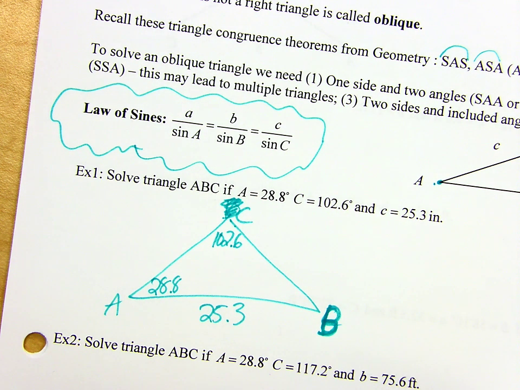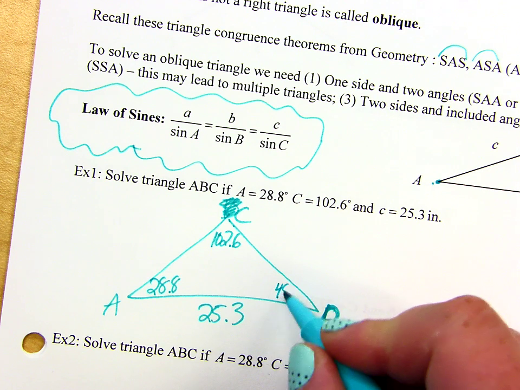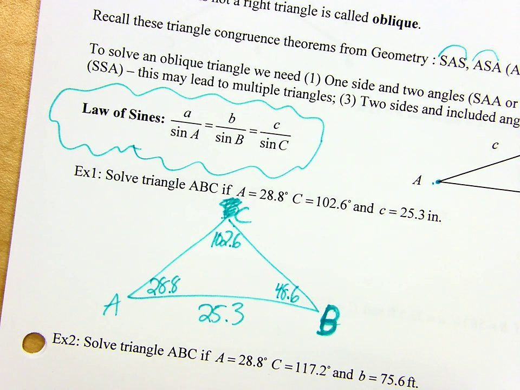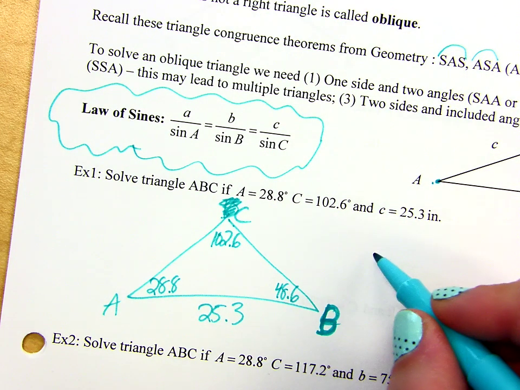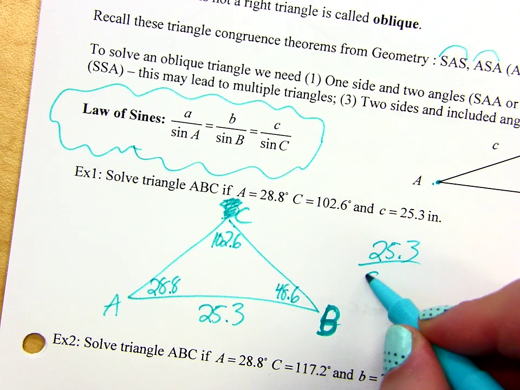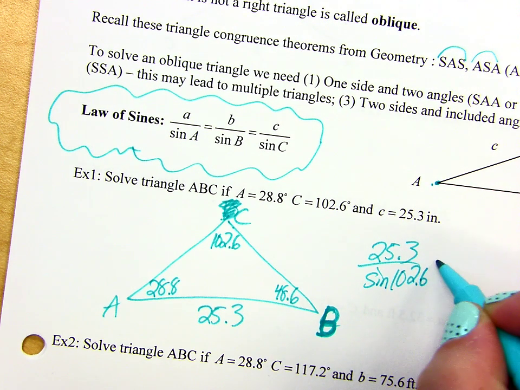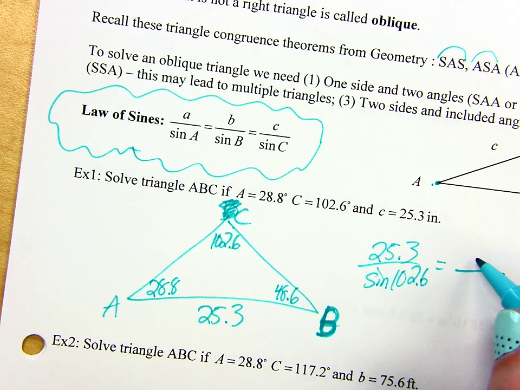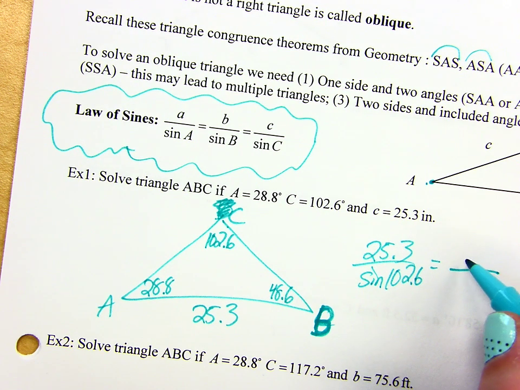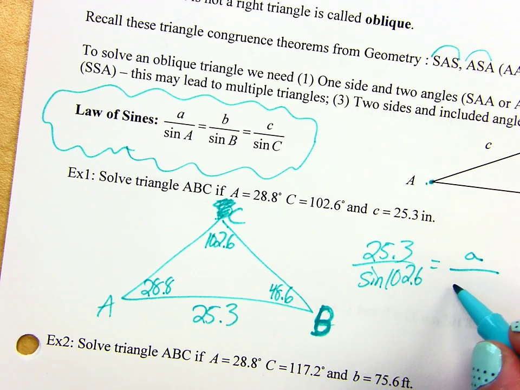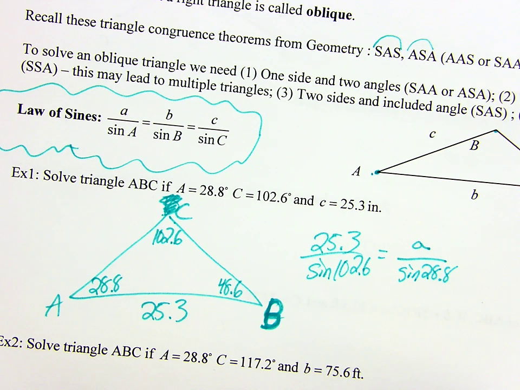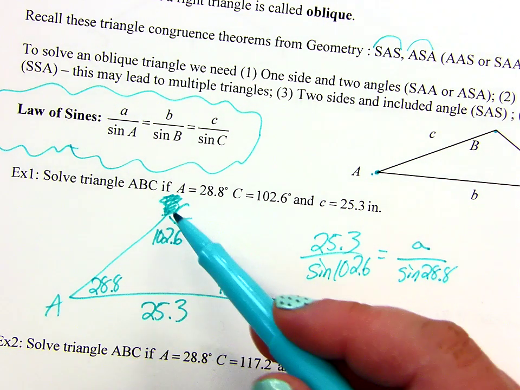So let's do that. 180 minus 102.6 minus 28.8. The third angle would be 48.6. Great. Now I just need to figure out these 2 sides. I know how you do that. You go 25.3 over sine of 102.6 is equivalent to x over whatever one you want, sine of 28.8. So let's call it little a over sine 28.8. Doing this math out will give me an answer for little a, so I'll be able to find the length of this side.